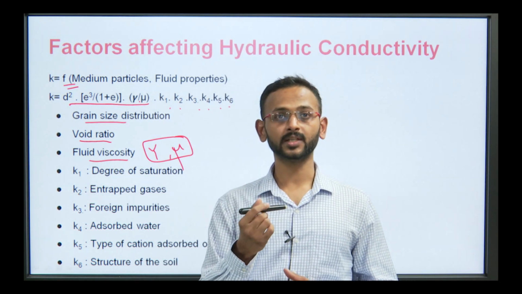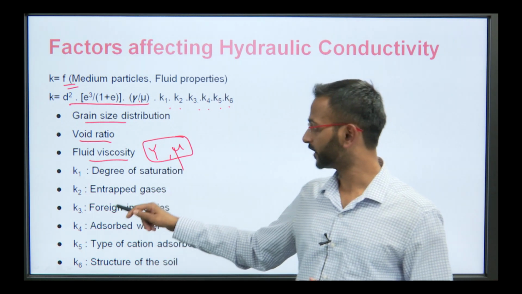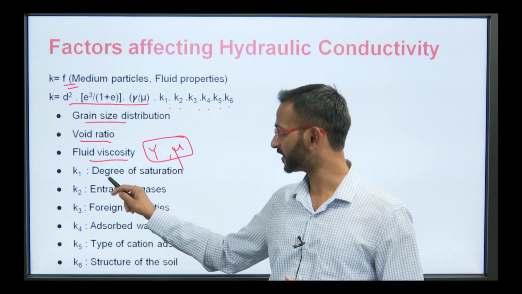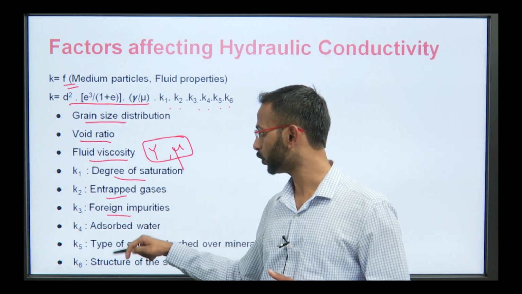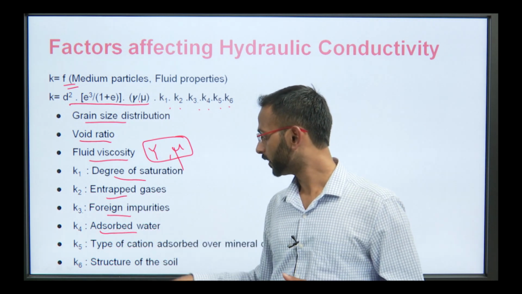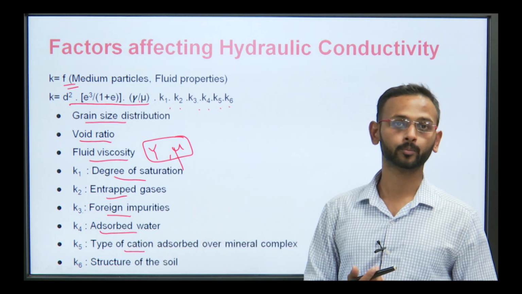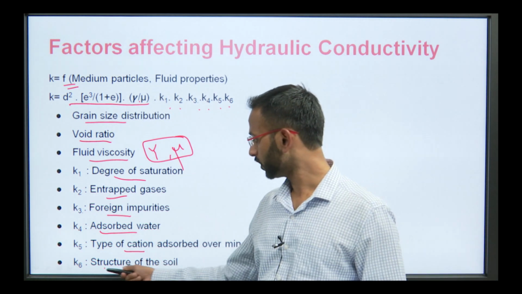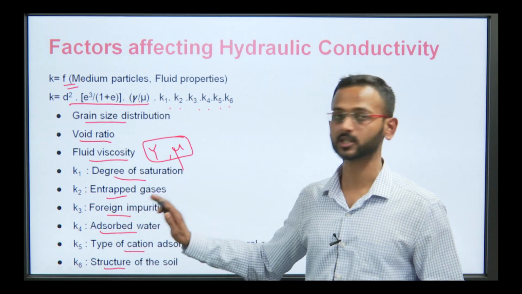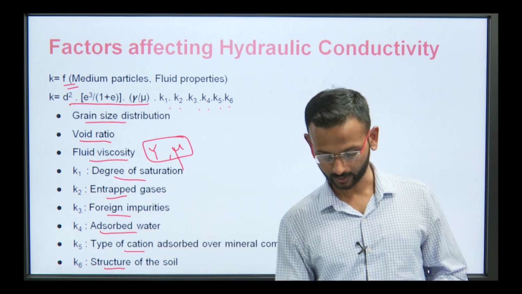Now, we will be discussing these different things here, that is K1, K2, K3, K4, K5 and K6. The very first thing is degree of saturation, then entrapped gases, then foreign impurities, adsorbed water, then type of cation adsorbed over the mineral complex, and the last thing is the structure of the soil. So, how these 6 points will be affecting, we will be seeing here.